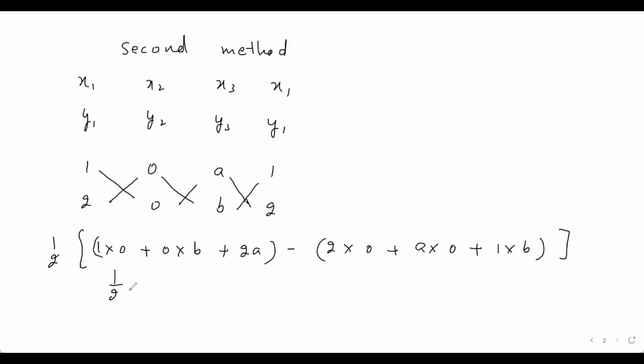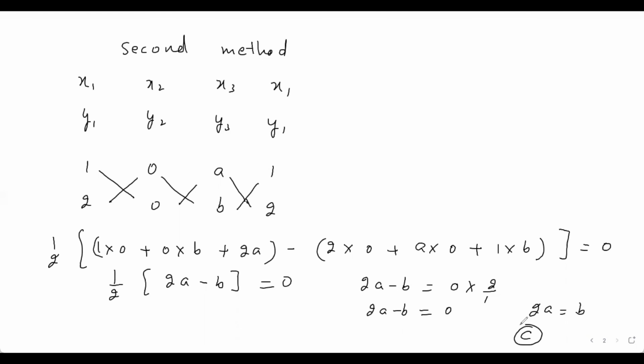This is equal to half of 2a minus b, equal to 0. Now area is equal to 0, so this is equal to 0. So 2a minus b is equal to 0 into 2 by 1. That means 2a minus b is equal to 0. So 2a is equal to b. C is the right option.